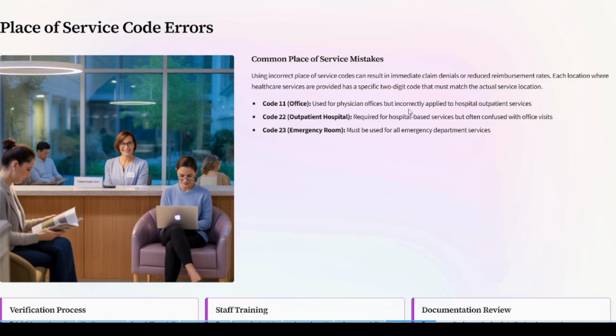Code 22, which is outpatient hospital, is required for hospital-based services, but often confused with office visits. A lot of hospitals have outpatient offices, which is totally different from a physician office. All right. So it does get a little confusing, but the code for that would be code 22. And your NPI will be able to tell you what you are as well. And code 23, which is emergency room, must be used for all emergency department services. Okay.